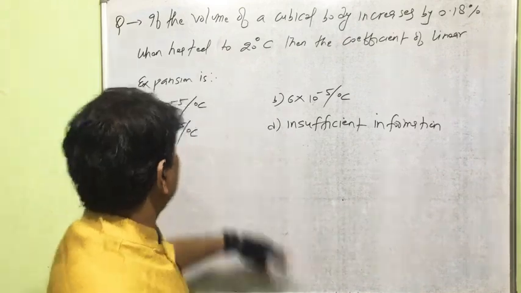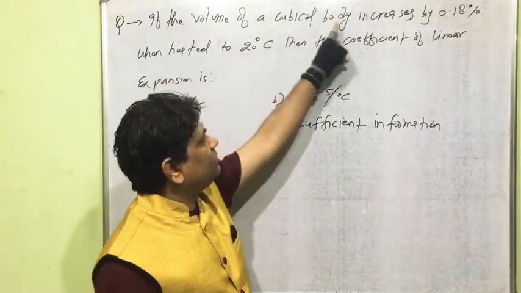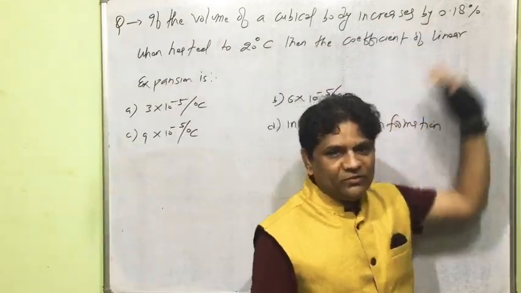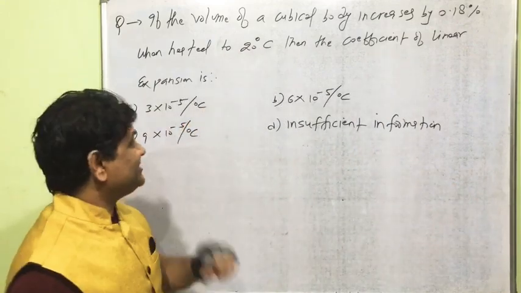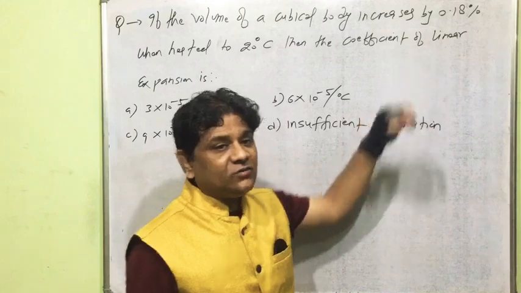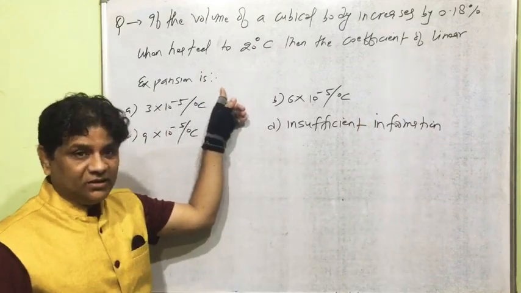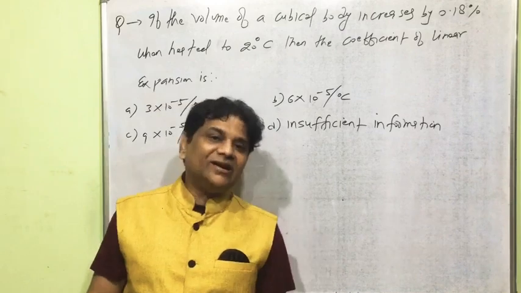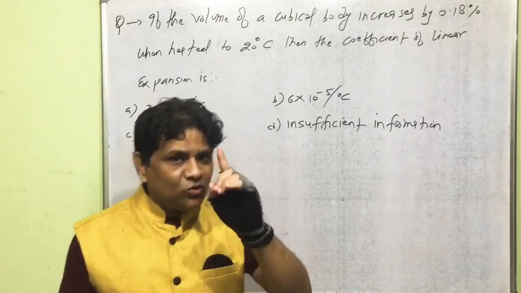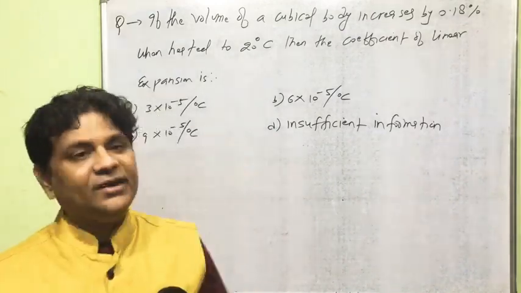Okay, now the next question is, if the volume of a cubical body increases by 0.18% when heated to 20 degrees Celsius, then the coefficient of linear expansion is. There are 4 options given on the board here. How to start our question? Yes, we know one relation which we discussed already in class.